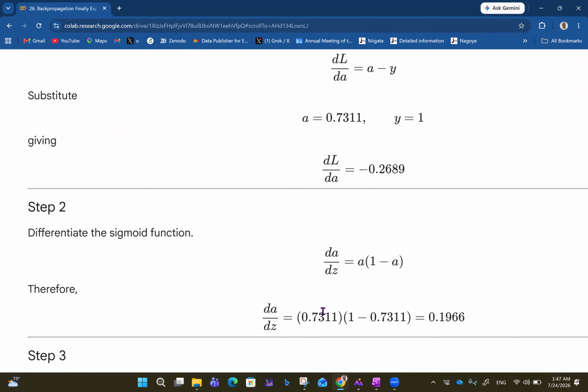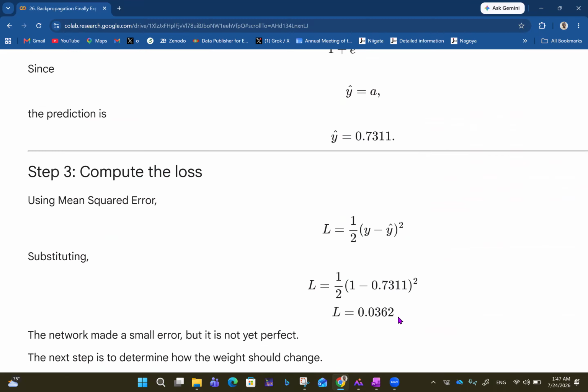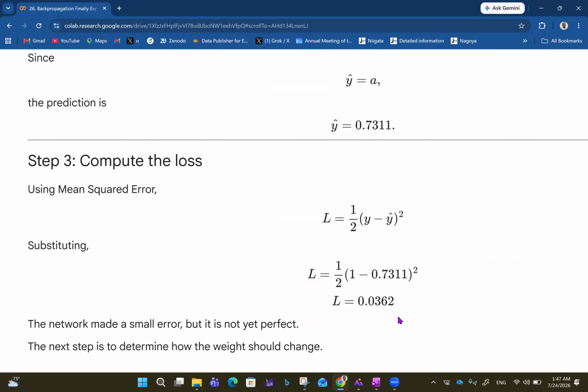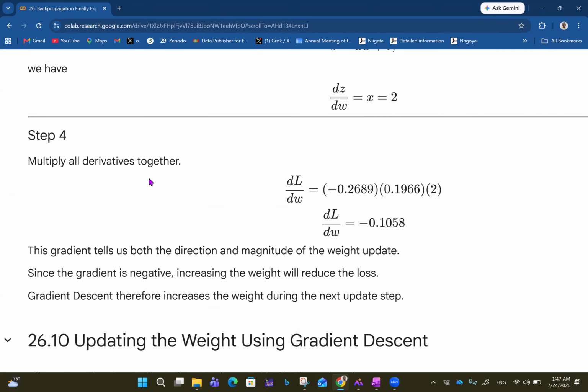Therefore, dA/dz now is A, we already know is 0.7311, times 1 minus A, 1 minus 0.7311, that's 0.1966. Then step 3, differentiate the weighted sum, z is wx plus b. So dz/dW is simply x, and we know x is 2. That's what was given originally. So multiply all derivatives together, and we have dL/dW. The result is minus 0.1058.